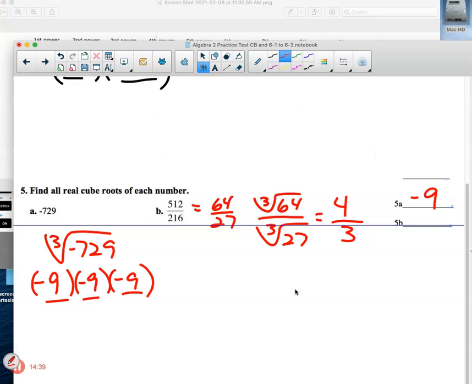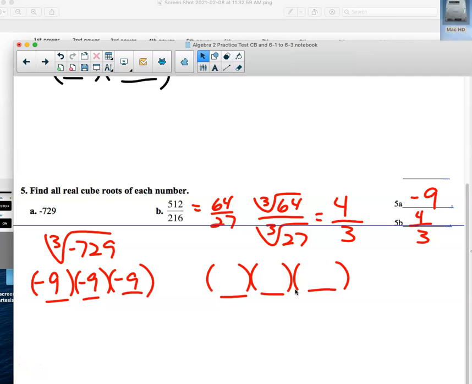And again, with cube roots, it's positive or negative. It's never both. So it makes sense that we'd have 4 thirds times 4 thirds times 4 thirds, because with fractions, we always multiply numerator times numerator times numerator divided by denominator times denominator times denominator when we're talking about cubes. So there they are. Again, check the directions. Find all real cube roots of each number. Did it! Yay! I got it!